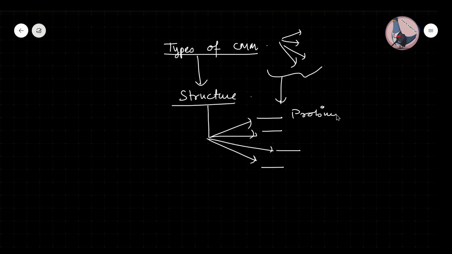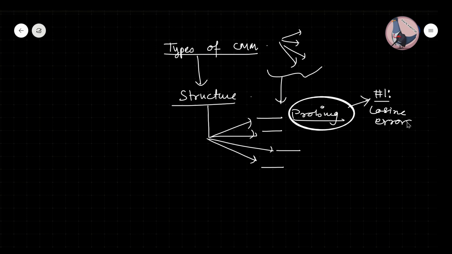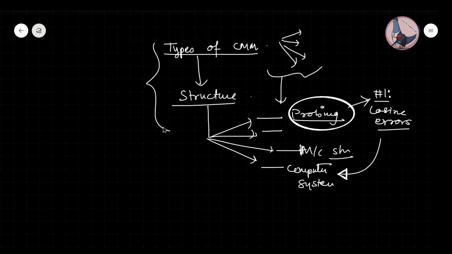Probing was the most important. We studied probing in detail, and in probing, the only type of error we discussed today was your cosine error. Okay, and these cosine errors are adjusted by your computer systems. So this can be adjusted. The hardware or the machine structures, different materials and all, we saw. Okay, so with this today we'll be closing it.